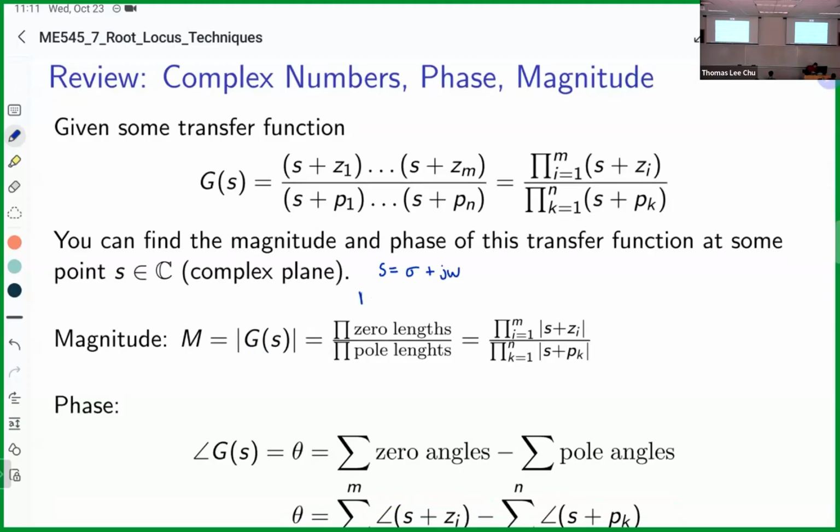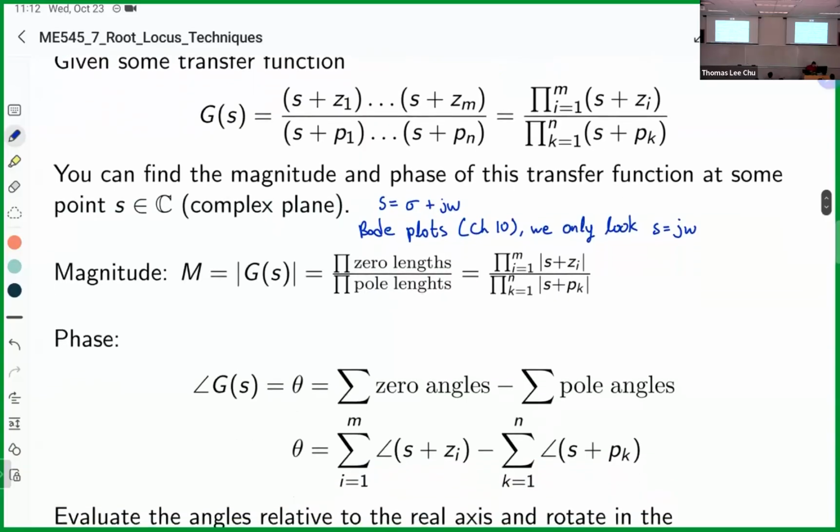Typically for Bode plots, which is in chapter 10, we only look at S equal to j omega, and we ignore the real part. We just get rid of that real part. We only evaluate the frequency response. We only care about how the system responds to frequencies, and we don't care if it decays because we assume it's stable already.